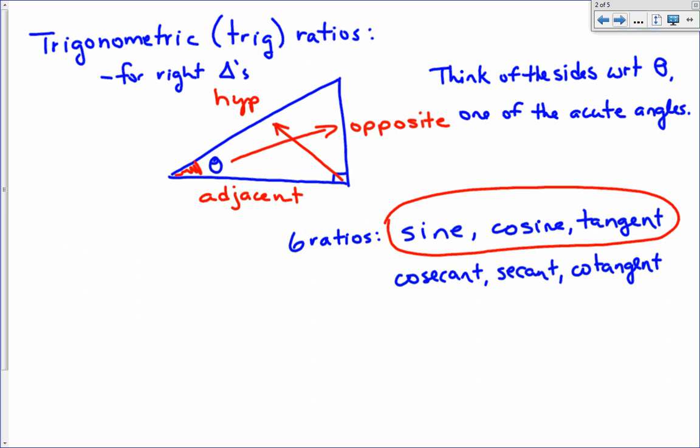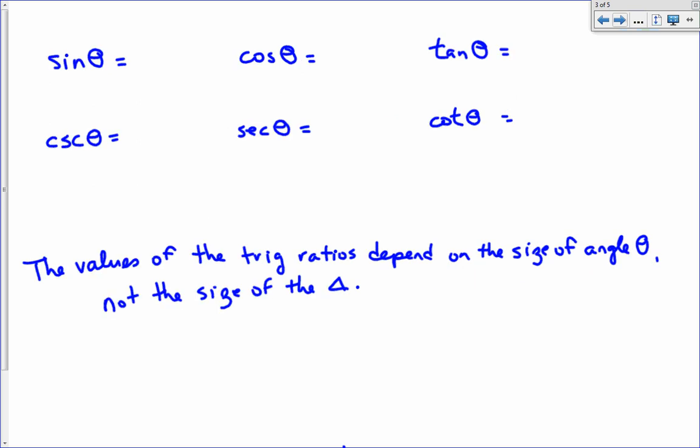So let's look at what the definitions of them are. They're ratios of the sides in a triangle. For instance, the sine of theta is equal to the opposite divided by the hypotenuse. Cosine is adjacent over hypotenuse, and tangent is opposite divided by adjacent.